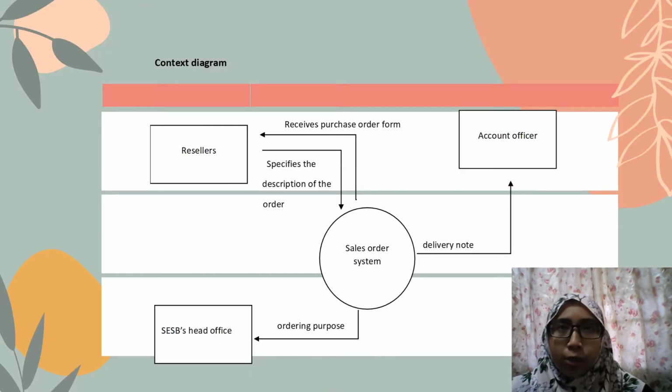We will proceed to the context diagram. Basically, the external parties involved are the reseller, account officer, and SESP head office. The reseller will specify the description of the order. Meanwhile, the sale order system will receive the purchase order form from the reseller. The sale order system will send the delivery note to the account officer, and last, the system will report to the SESP head office for reordering purpose.